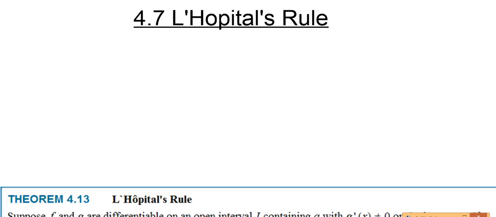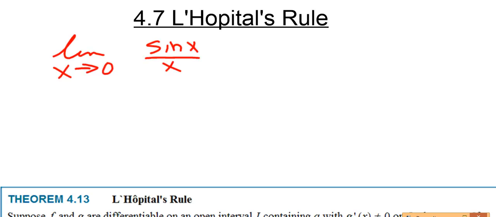4.7, L'Hopital's rule. Remember in L'Hopital's, we had a couple things that we had issues with when dealing with limits. So we're going back to limits. Remember we had this limit as x is approaching 0 of sine x over x. And earlier we just said we're just going to say by the graphing calculator and that we will prove later that its limit is 1.